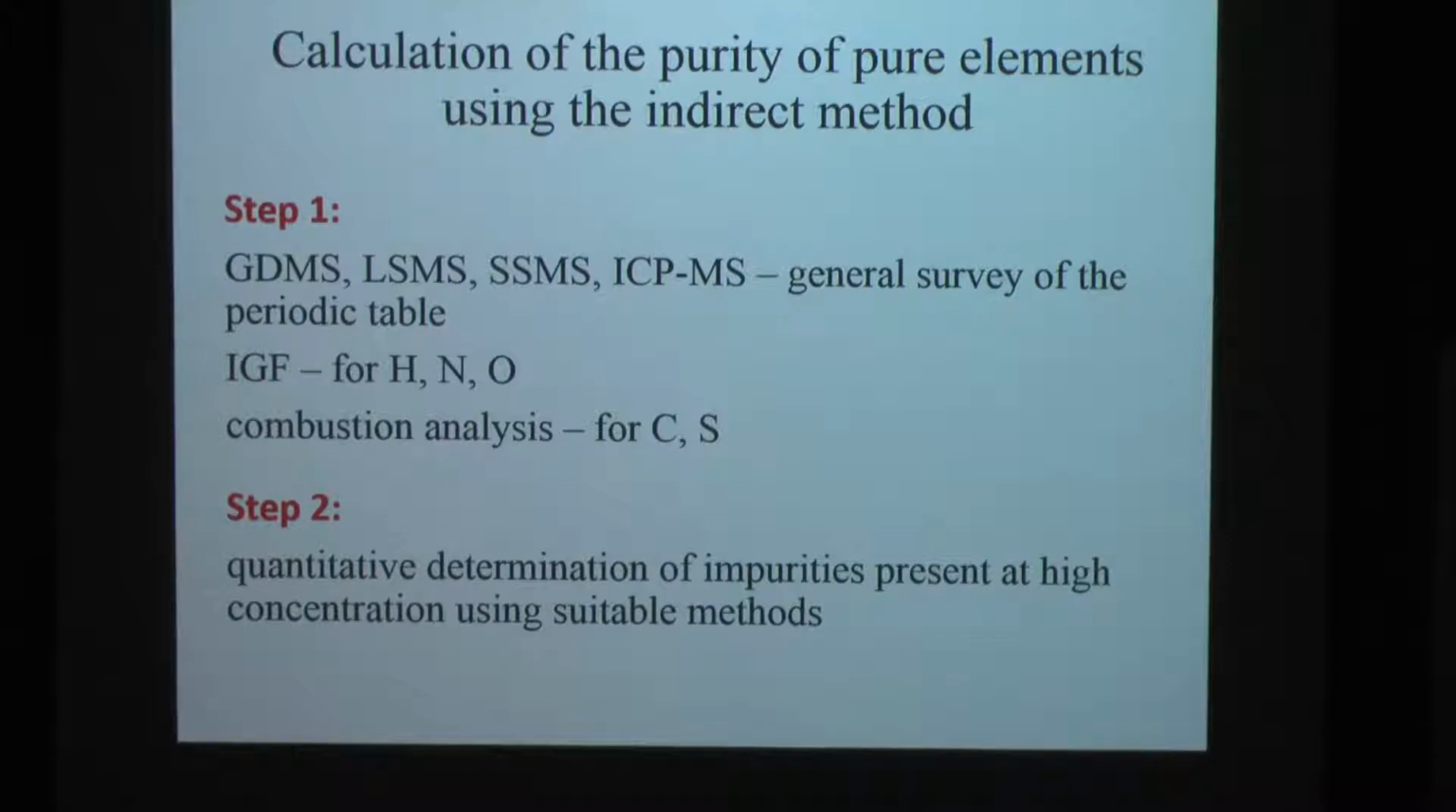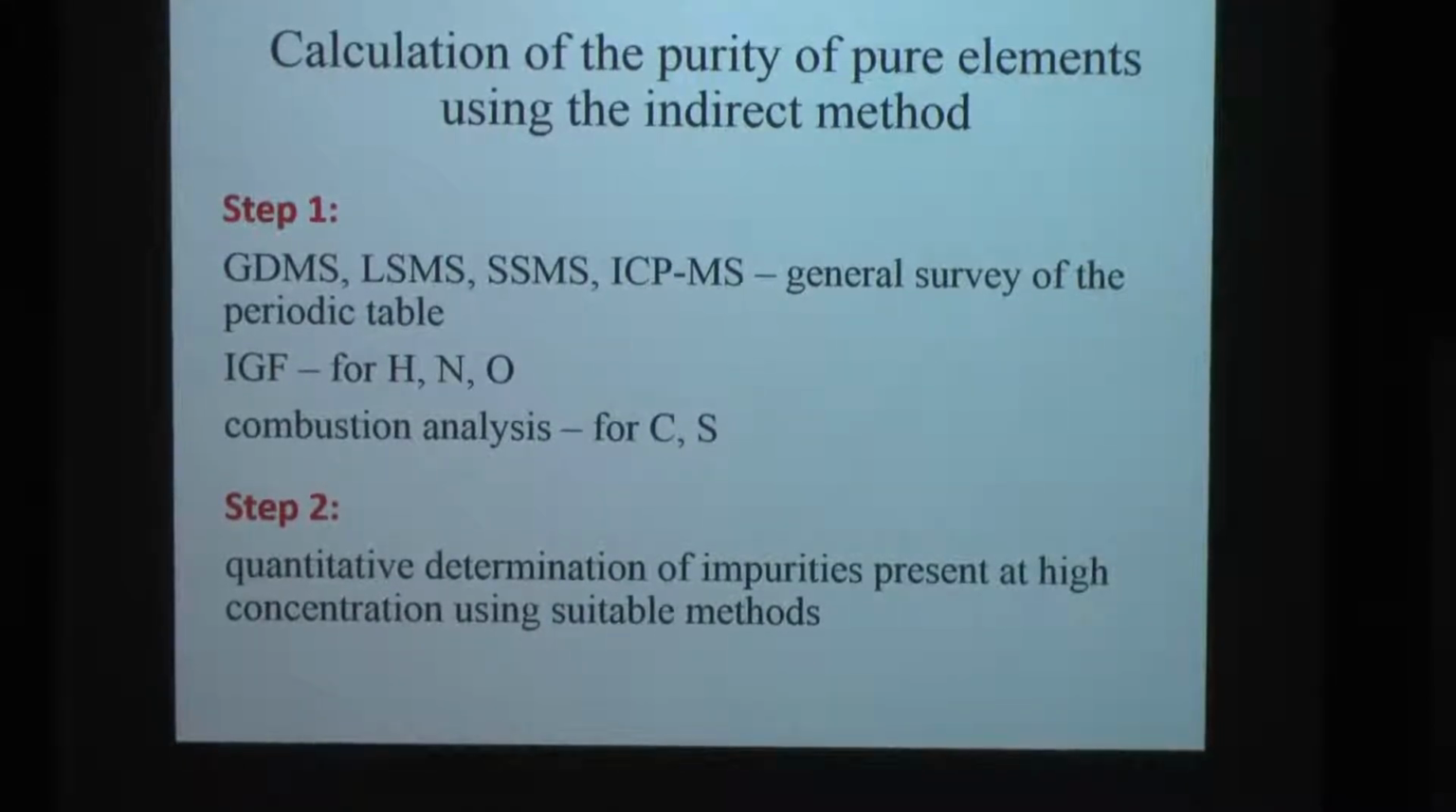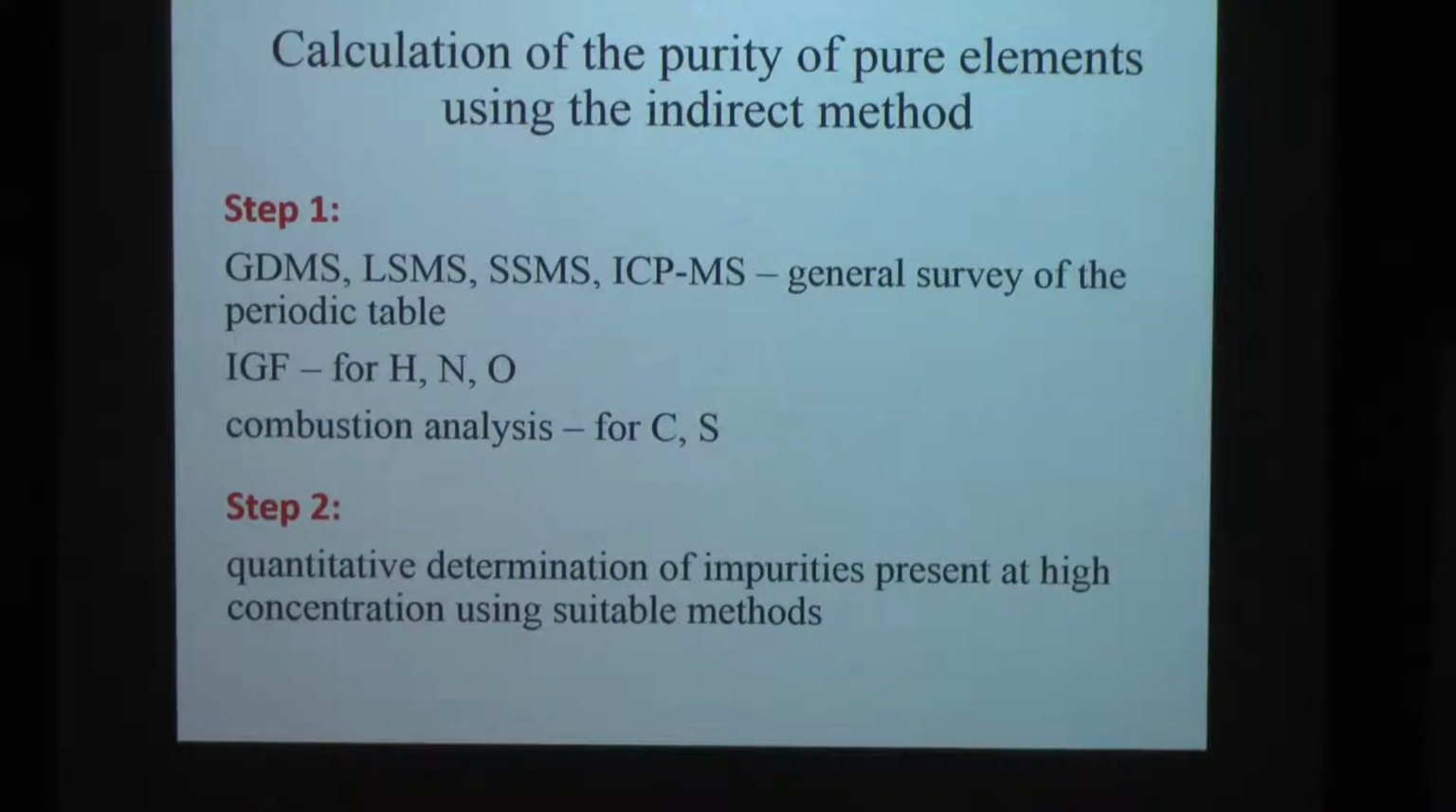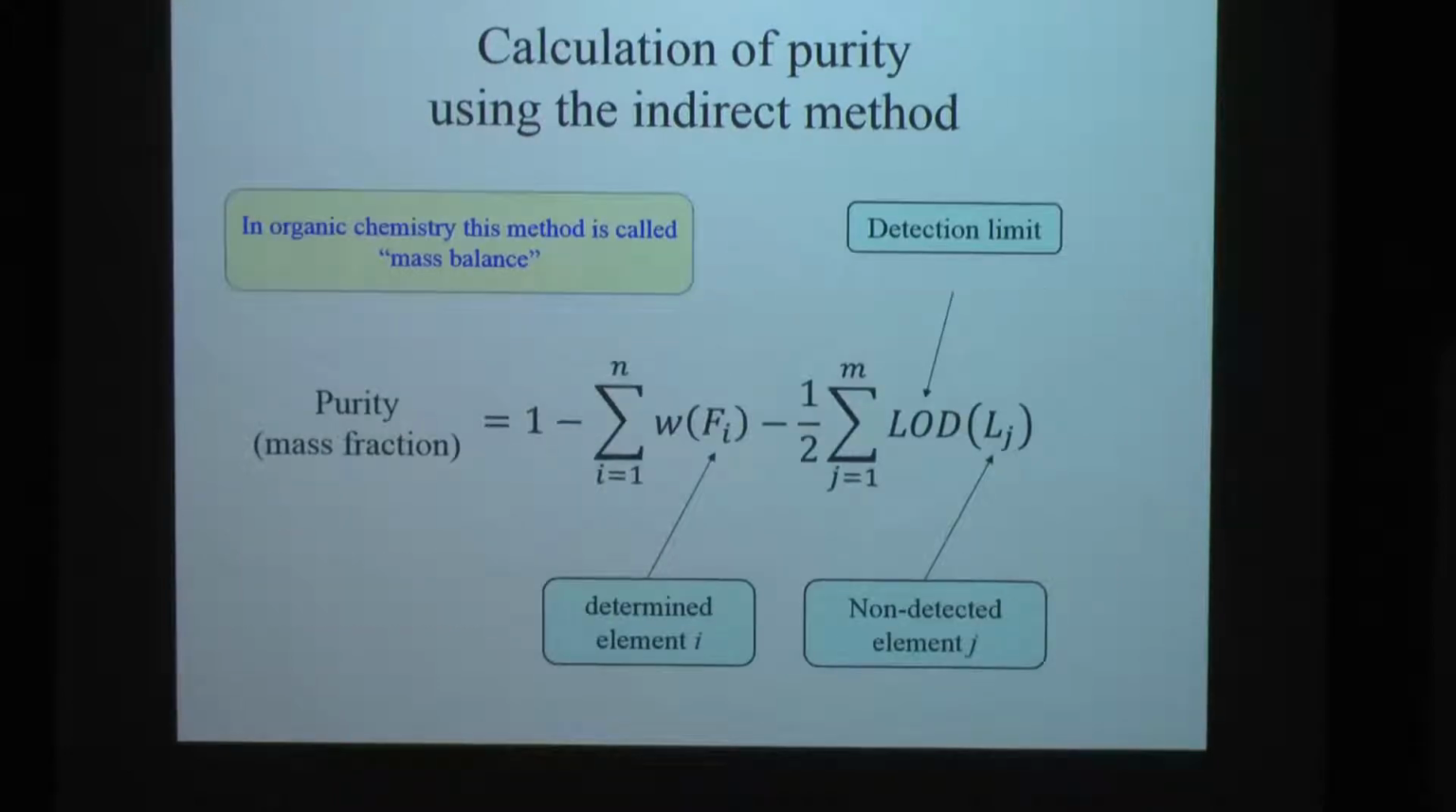Step 2, for the ones that were detected at high levels from this series of measurements, we use appropriate, more accurate methods so that we can get a lower uncertainty on the components that are detected at high levels.